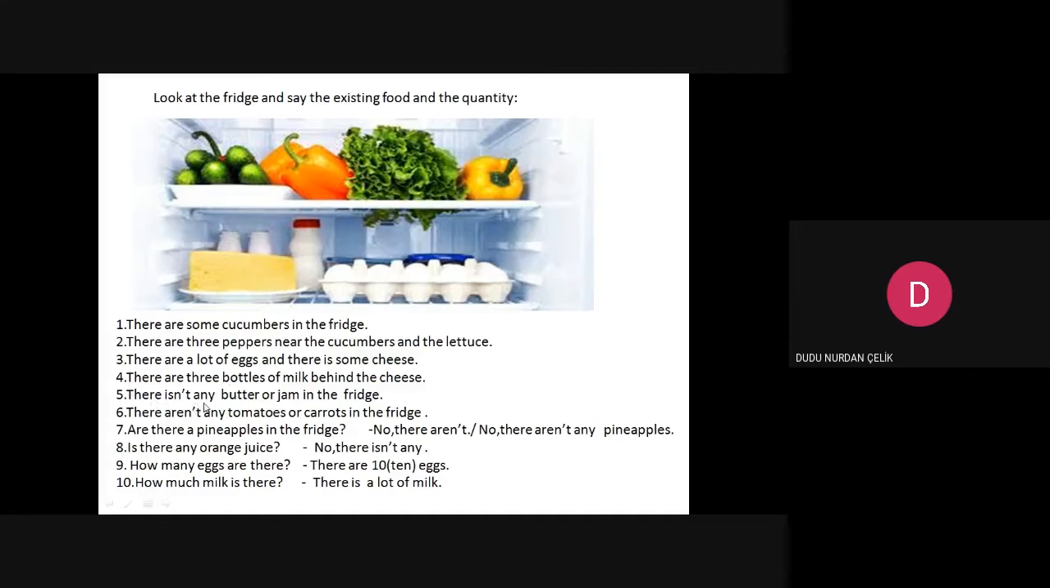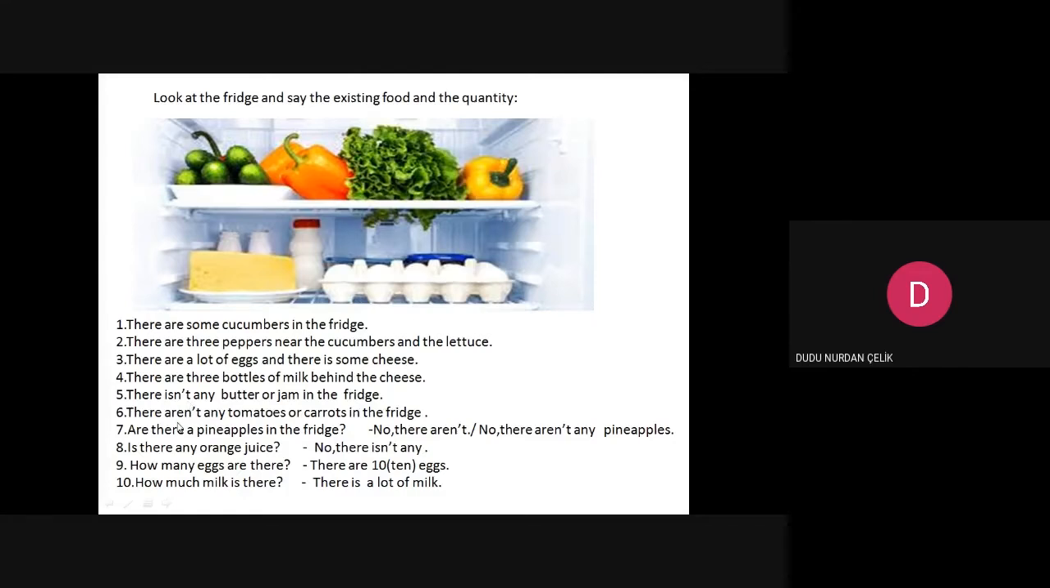There isn't any butter or jam in the fridge. Can you see butter? No butter. Jam? No, I can't see jam. So, negative sentence: there isn't any butter. Butter and jam are uncountable nouns, and we always use uncountable nouns in singular form with there is or there isn't in negative.